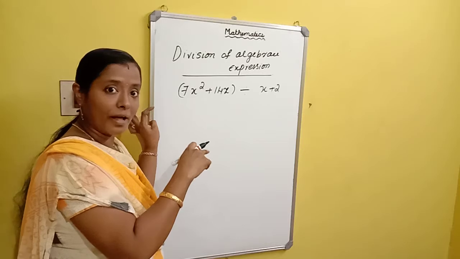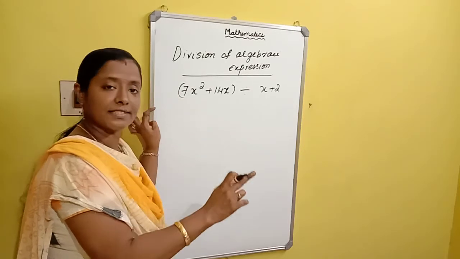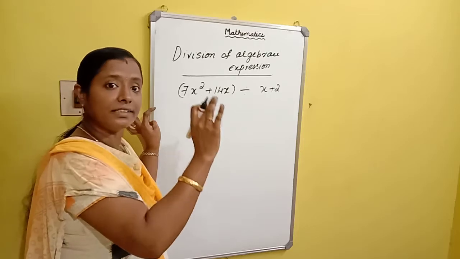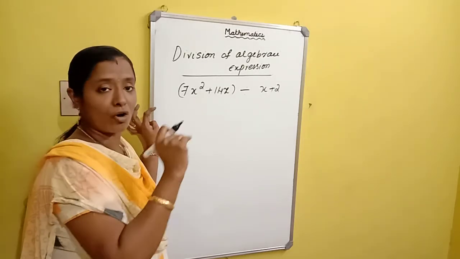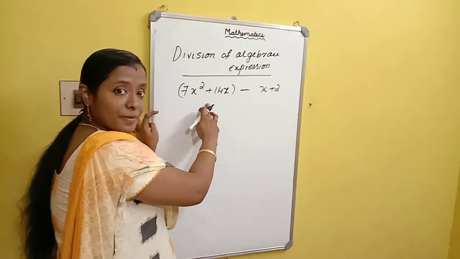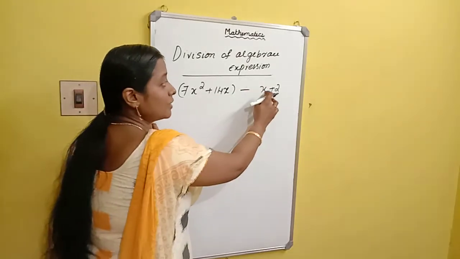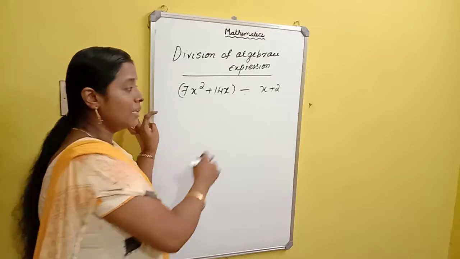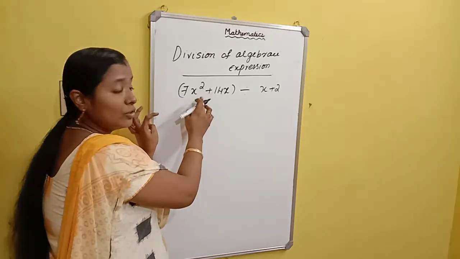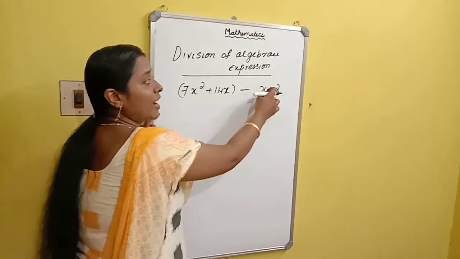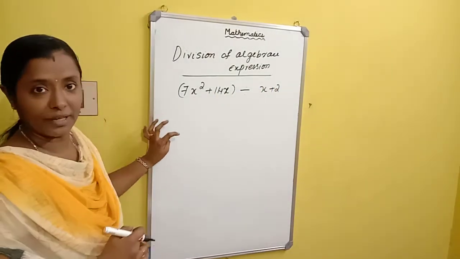In the previous problem, one algebraic expression was divided by one monomial, so each term is divided by that monomial. Here one algebraic expression is divided by a polynomial, that is, two terms are there. Clear? So what will you do? First we simplify this algebraic expression and then divide by that polynomial. Clear?